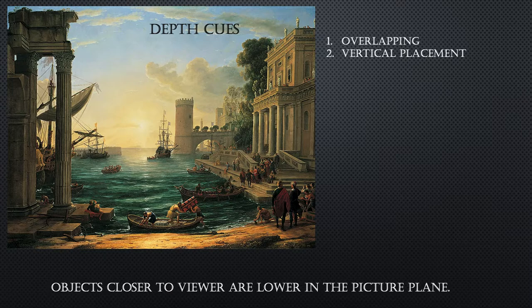Vertical placement. Objects closer to the viewer are lower in the picture plane. So the things that are closest to us are right down here on the bottom. This rectangle of the painting is referred to as the picture plane, and that just sort of reinforces the idea that it's completely flat. So things that are close to us are at the bottom, things that are further away are higher up.